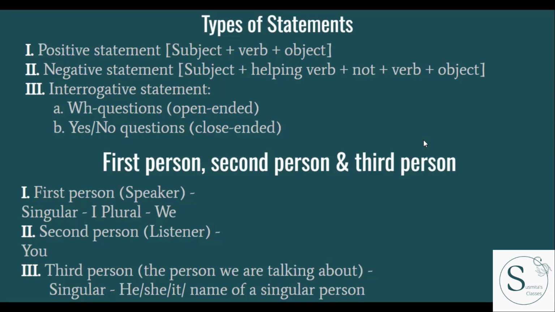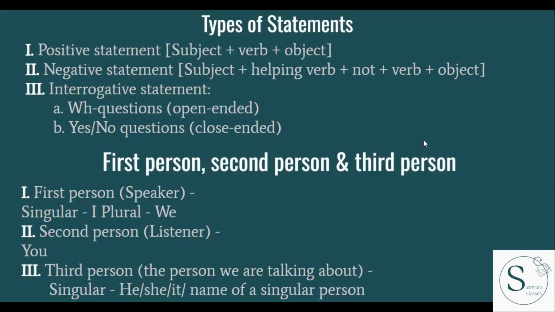Second person is the listener. As you have a conversation, this role keeps changing between the speaker and the listener. When I'm talking to you, I will say you, so that is the second person. Then we have the third person, which is the person that we are talking about. For example, I am talking about my cat. So he, she, or it are the words that I can use in singular, and it could also be the name of the person. In plural, when many people are being talked about, we use they. That's how we use first person, second person, and third person.